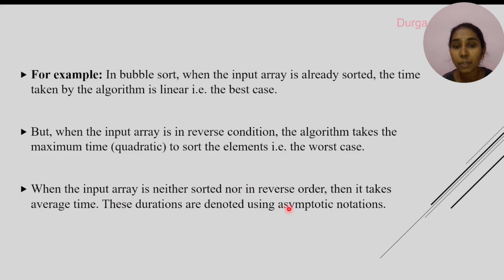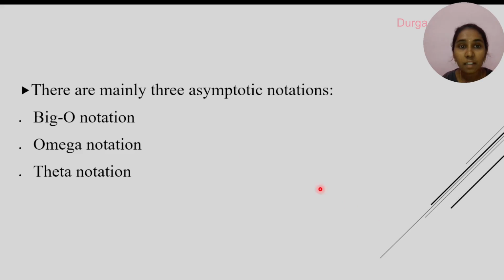These durations are denoted using asymptotic notation: best case, average case, worst case. These are known as big O notation, big omega notation, and big theta notation. These are the three types of asymptotic notations. Big O is known as worst case, big omega is known as best case, and big theta is known as average case. Let's see them one by one.